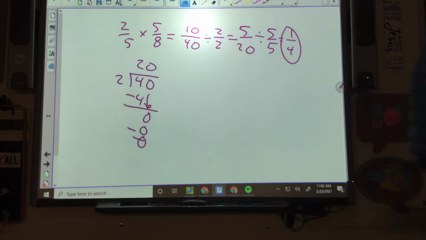All right, look at the next problem. Do the next 2 problems in your book, 3 and 4. I'm gonna give you guys 2 minutes. Do them on your own. Go.